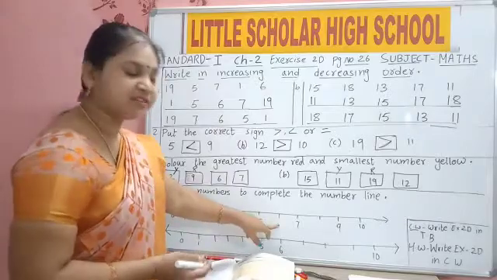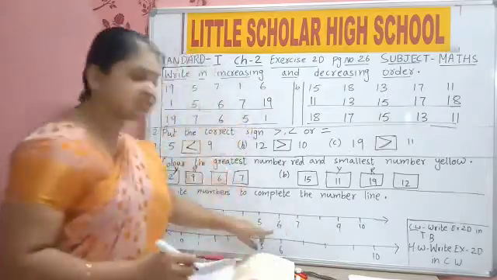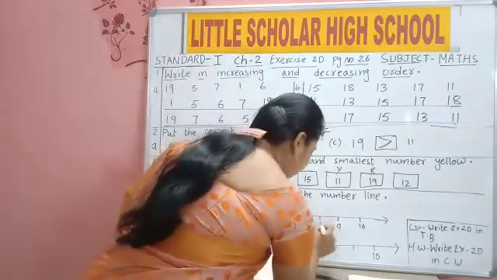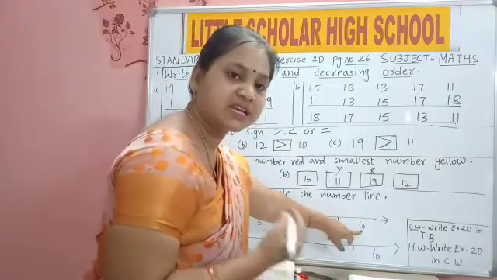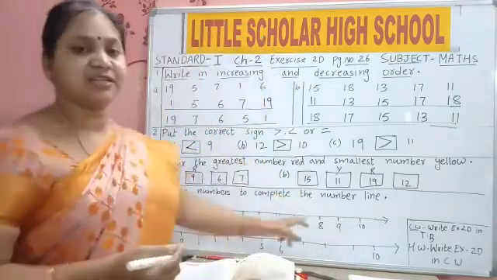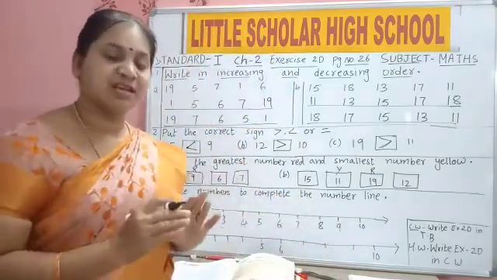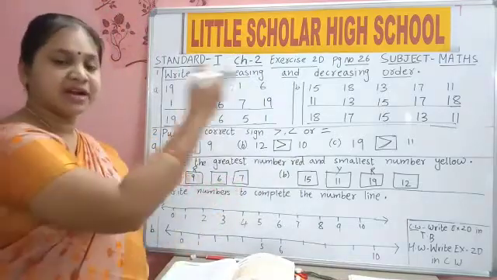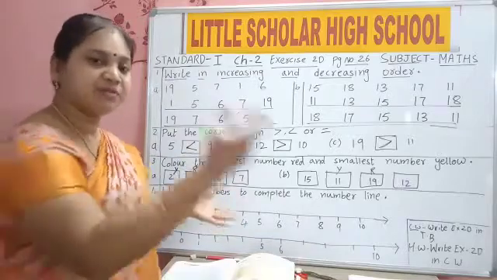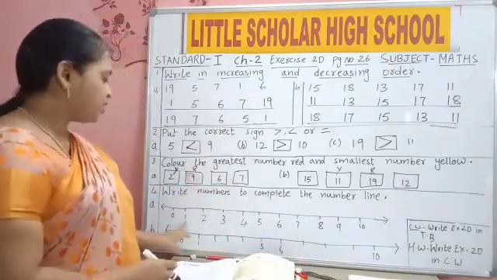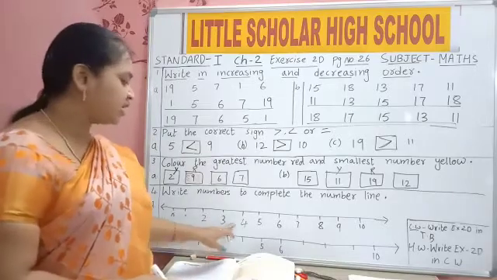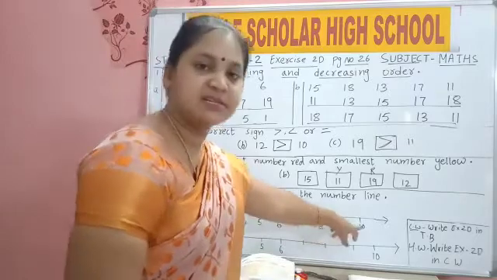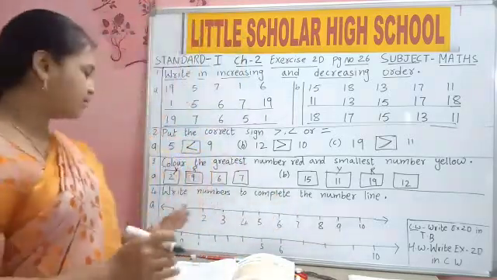So what is missing after 5? 6. After 6, 7 is already given. Yes, after 7, 8. After 8, 9, and 10 is given. Is it clear? Now we completed the number line. Whichever number is missing, you should write the correct number. Read the before number and write the after number. 0, 1, 2, 3, 4, 5, 6, 7, 8, 9, 10. Yes, now it is correct, a completed number line.